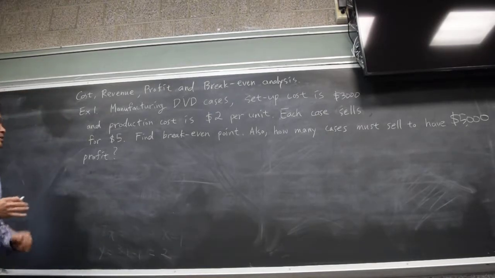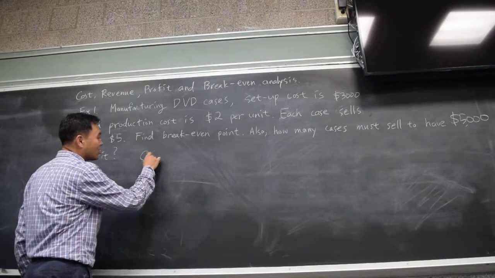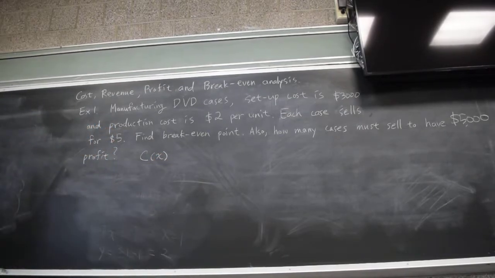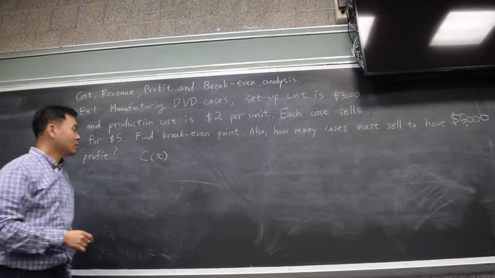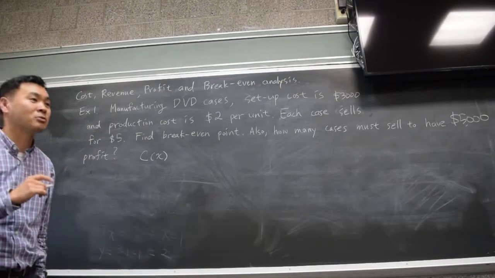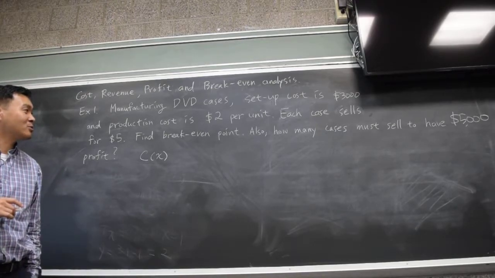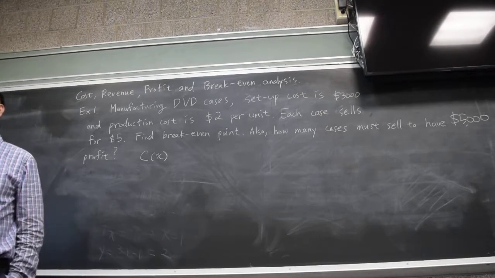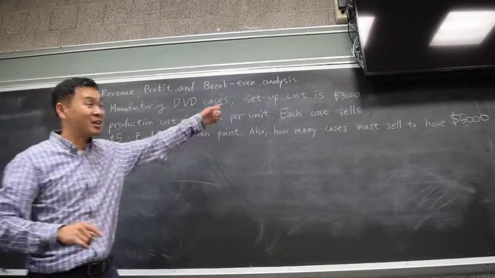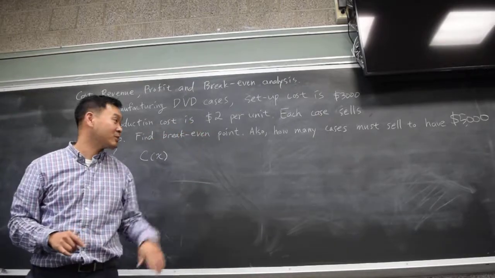All right. So first, let's think about the cost. So what is the cost function? Cost, let's say X number of cases are made. If you're not so sure, you can start out by thinking of some examples. How much money is needed to make just one DVD case? $3,000 and $2, right? Because you need the setup cost. It's a fixed cost, yes. The setup cost is the fixed cost, right?